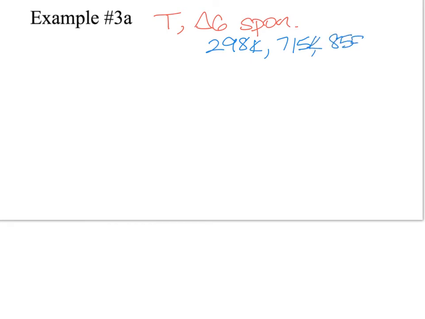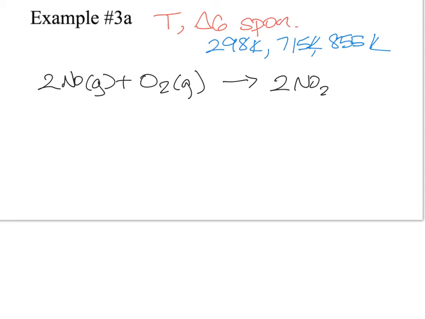In this example, we're going to solve for temperature. We want to know the temperature at which delta G becomes spontaneous. And we're given three different temperatures: 298 Kelvin, 715 Kelvin, and 855 Kelvin. So we're going to solve for delta H and delta S, and then solve delta G. The reaction is 2 nitrogen monoxide gas plus O2 gas goes to 2 nitrogen dioxide gas.